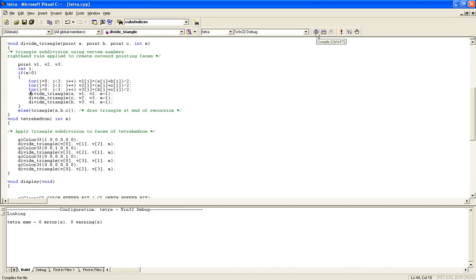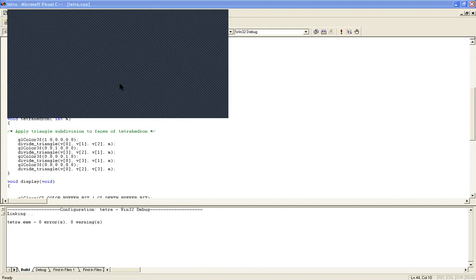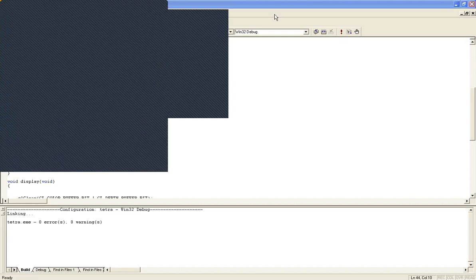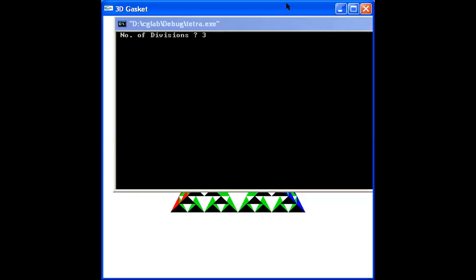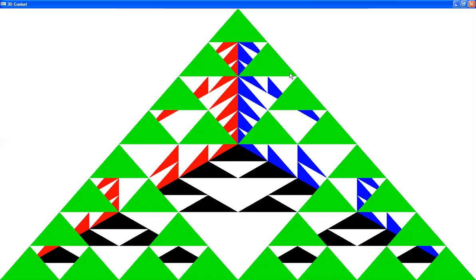So let me show you the output. Okay, compile, build and run. When I say the given division is 0, you have already seen the output. Let me give the number of divisions as 3. So when I say number of divisions as 3, let me show you the output. Okay, where is my output? 3D gasket. People can see here. Any given triangle is again divided, every triangle is divided 3 times.